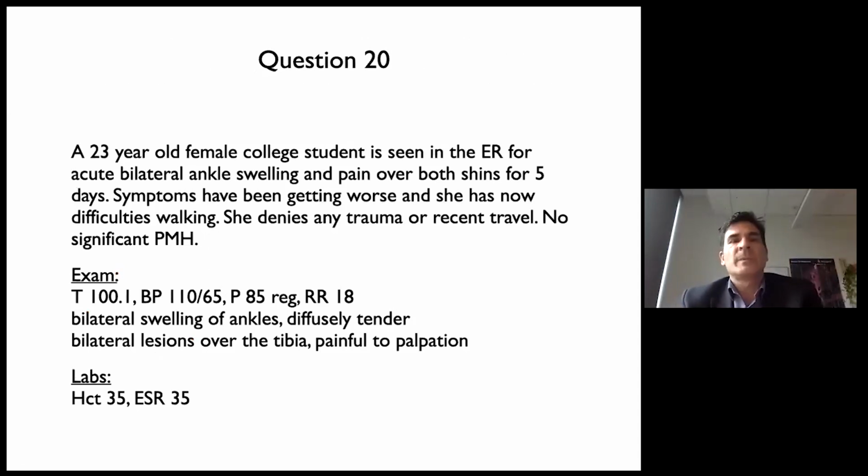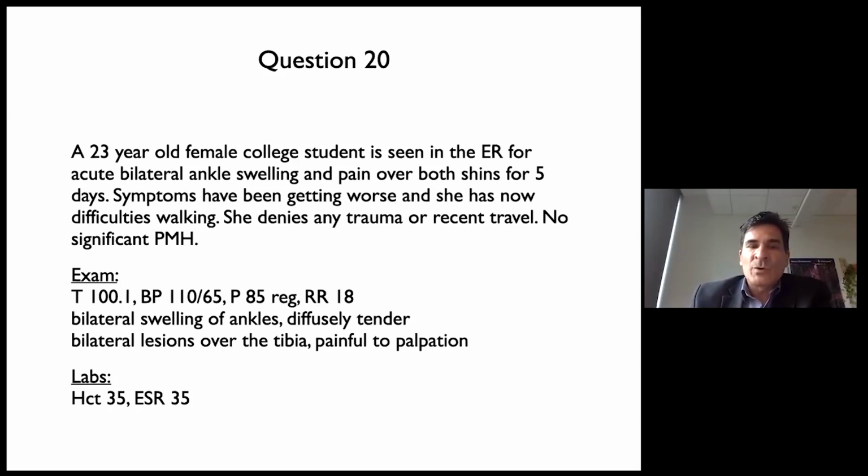Question 20. A 23-year-old female college student is seen in the ER for acute bilateral ankle swelling and pain over both shins for 5 days. Symptoms have been getting worse, and she now has difficulties walking. She denies any trauma or recent travel. She has no significant past medical history. On exam, she is febrile. She has bilateral swelling of the ankles associated with diffuse tenderness, and there are bilateral lesions over the tibias that are painful to palpation.